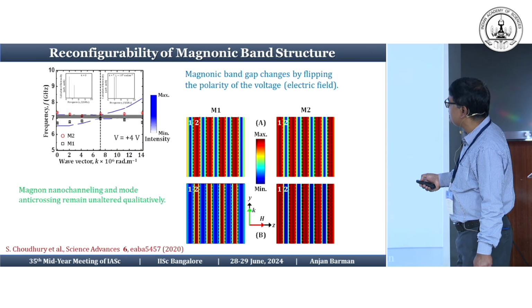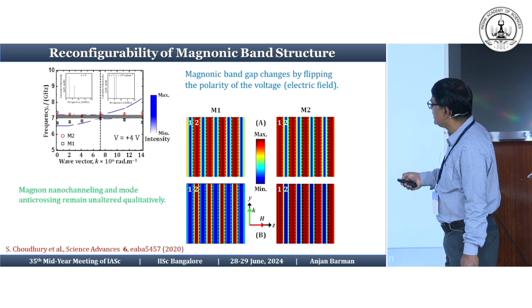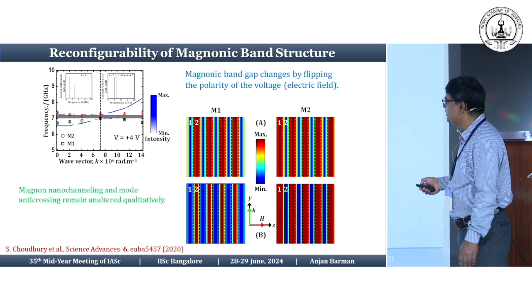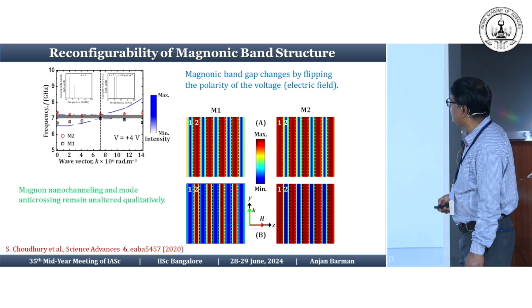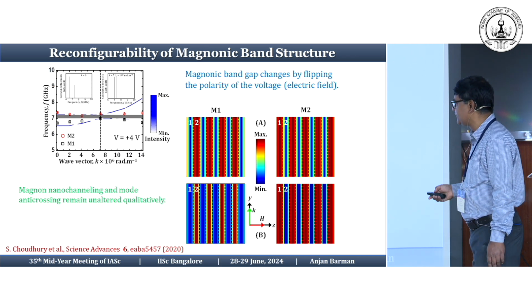And this is the reconfigurability. Earlier I applied minus 4 volt, when I apply a plus 4 volt, I can see the band gap changes from 1.3 gigahertz to about 0.9 gigahertz. So the band gap is reconfigurable, although the behavior is essentially qualitatively the same.